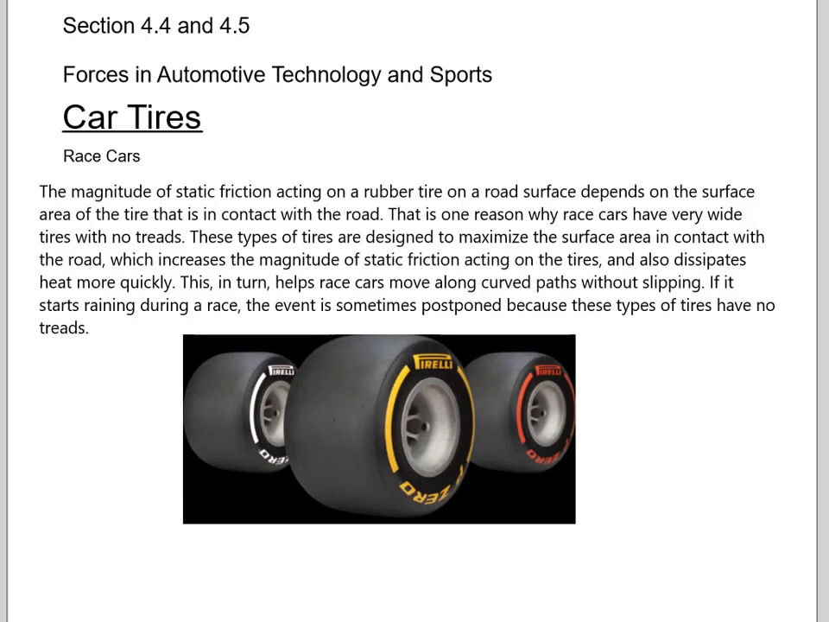So if you look at the screen in front of you, we're looking at car tires. And if we talk about race cars, and in particular F1 cars, Formula One, that's the little ones that look like flying planes, when you look at their tires, there's something really unique about them. They have no treads on their tires. So the magnitude of the friction acting of the rubber tire on the road is really dependent on how much surface area comes in contact with the road. So these race cars don't have treads, so they can maximize the amount of rubber that touches the asphalt.